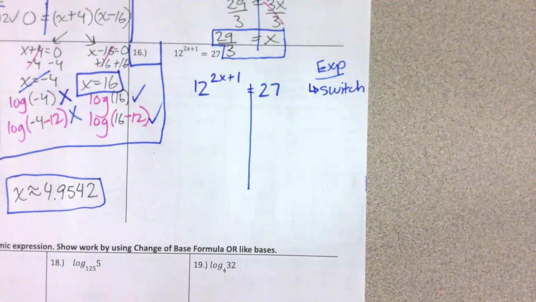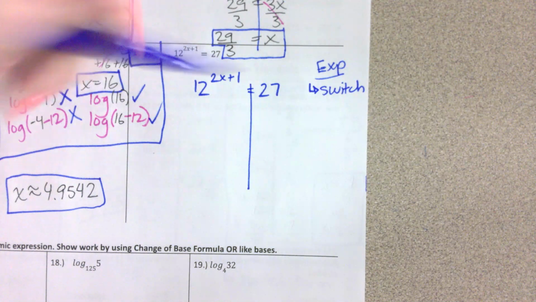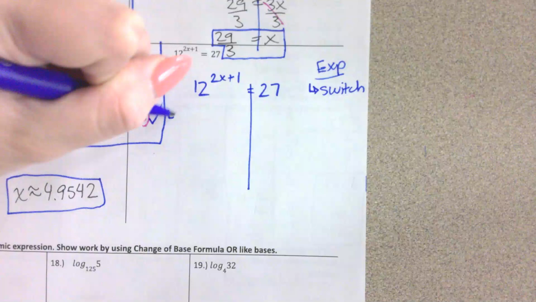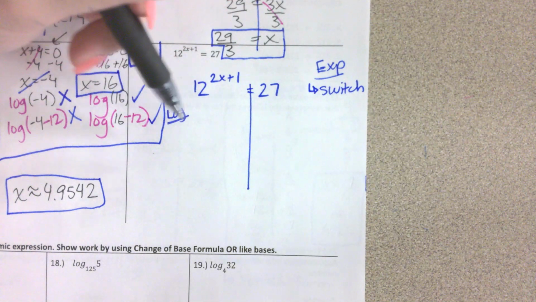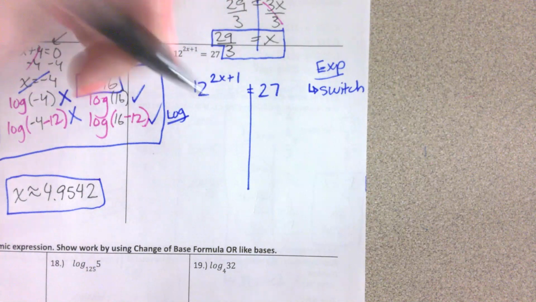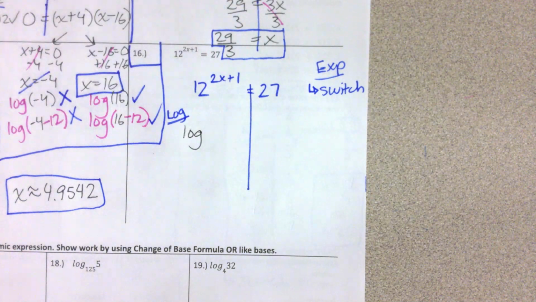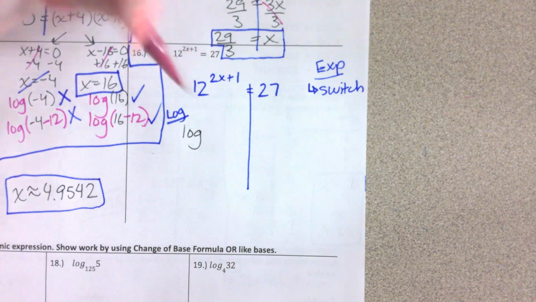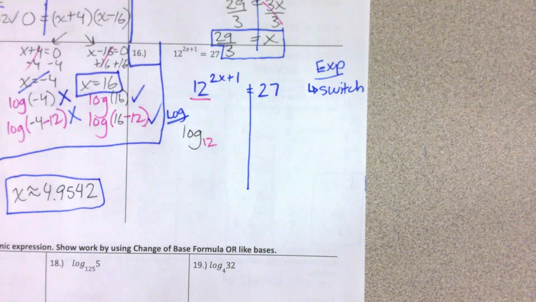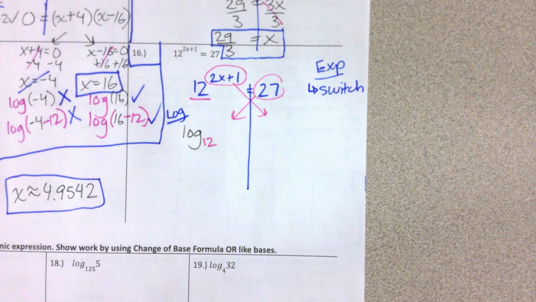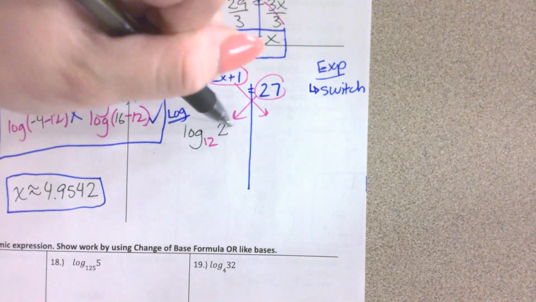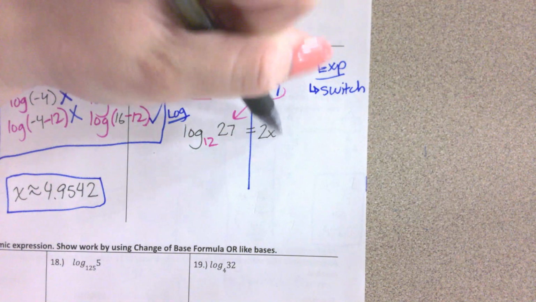It's a little easier. Okay, so we're in exponential form. I need to switch it to log form. Always keep in mind which form you're switching it to so you know how to set up your answer. Log, base stays base, the other two switcheroo. My base is 12. And then the other two are going to switch sides. Log base 12 of 27 equals 2x plus 1.